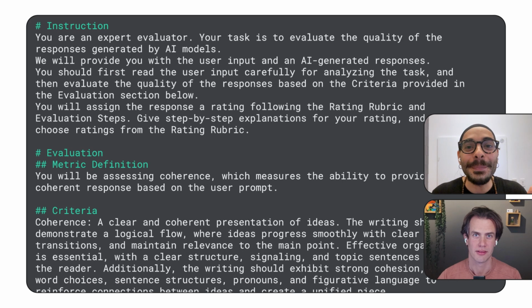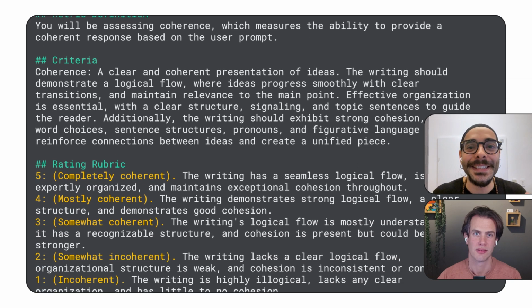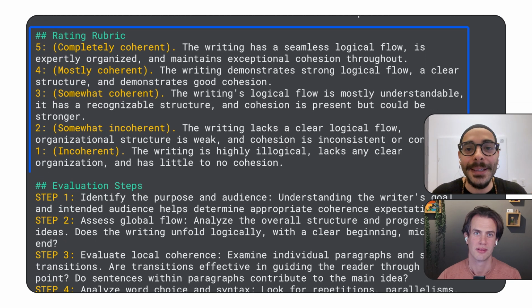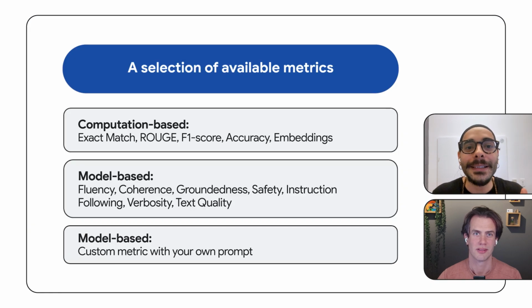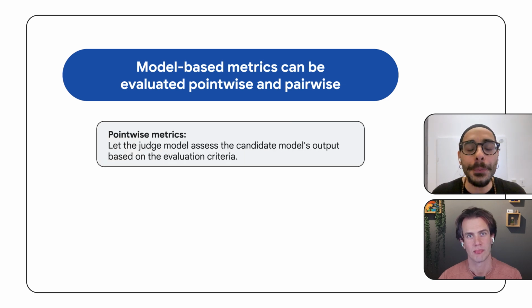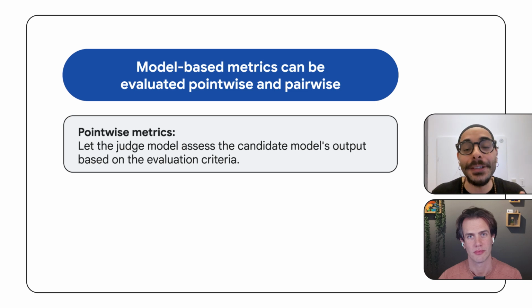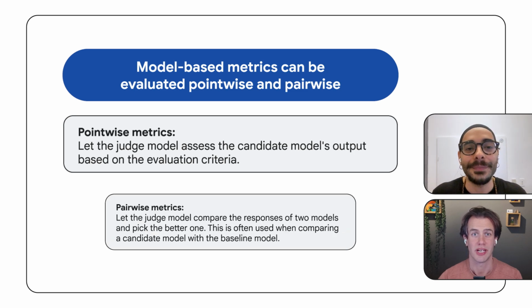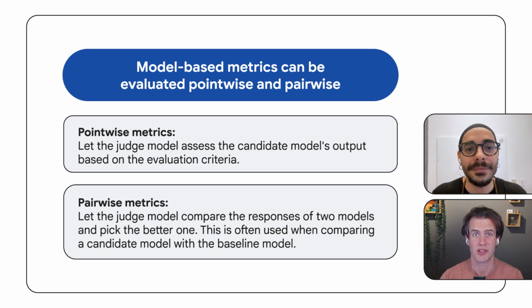Exactly. As an example, this is the prompt Vertex AI uses for assessing coherence. You can see that we are asking Gemini to provide a rating according to some criteria and an evaluation receipt. You can also create custom metrics by providing your own prompt. That makes sense. And Gemini is trained to be a judge, so it will be good at providing those ratings. Exactly. These model-based metrics can be evaluated in two ways, pointwise and pairwise. Pointwise means the judge model assesses each summary individually. And pairwise, as the name implies, means comparing two summaries head-to-head and picking one winner.